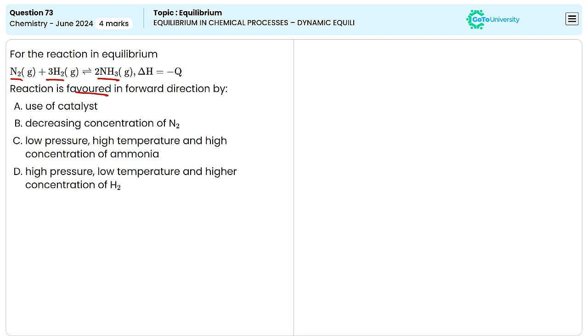Now let's come to the options given here. The first one is given as use of catalyst. A catalyst is an external substance that can be added to the reaction mixture to increase or decrease the rate of the reaction. But after equilibrium, the addition of catalyst has no effect, because a catalyst increases both forward and backward reaction equally. So option A is the incorrect one, meaning addition of catalyst has no effect on this equilibrium.